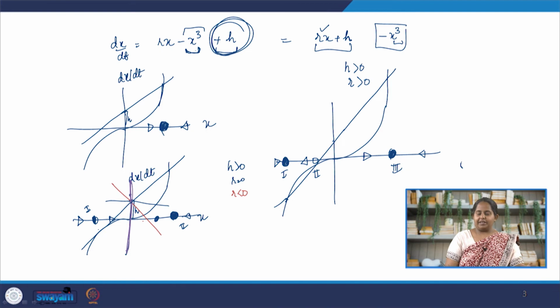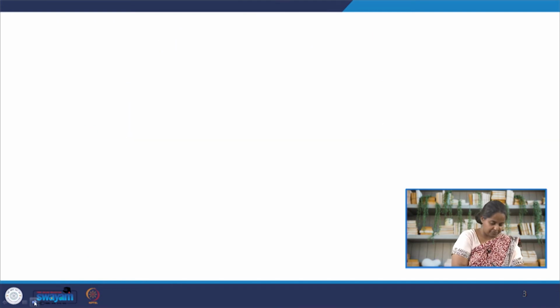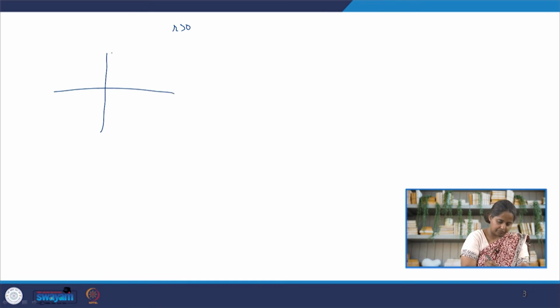Now let us vary the h. So we are going to keep r constant. We are going to start with r that is positive. And we are going to vary the h. So we'll start with an r that intersects at three places, which is where we left last time. So here we have one fixed point here, another fixed point here, stable, unstable, stable.